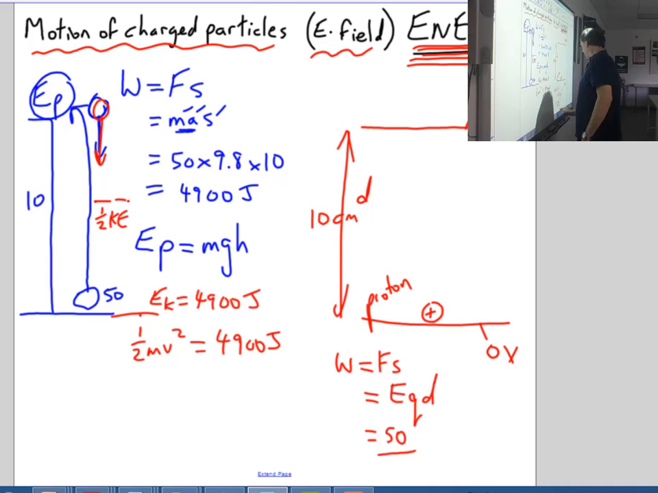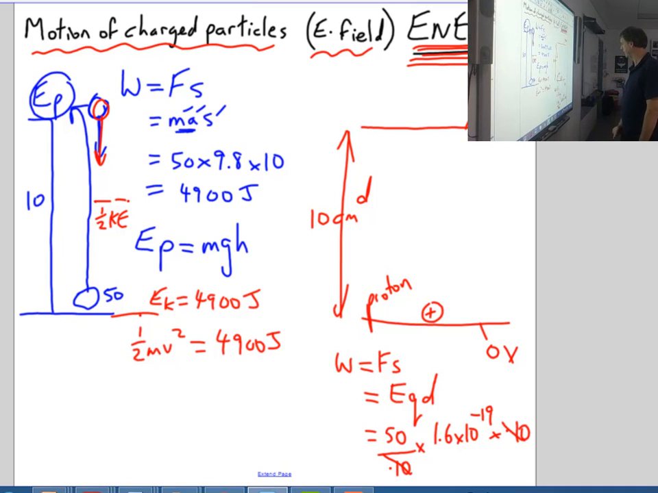So it's 50 divided by 0.10, that's the electric field strength formula, delta V on d, times the charge of the proton, 1.6 by 10 to the minus 19, times the distance you're going to move it, which is d, 0.10. You can see the 0.10 cancels, so it's not actually important what the distance between those plates is. So you end up with 50 times 1.6, which is 8.0 by 10 to the minus 18 joules of work.